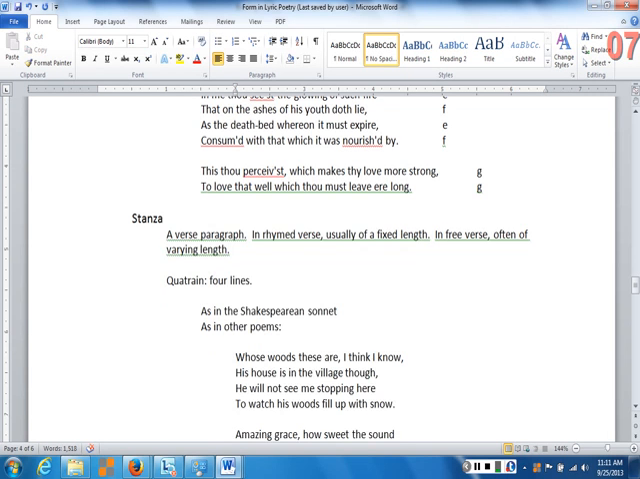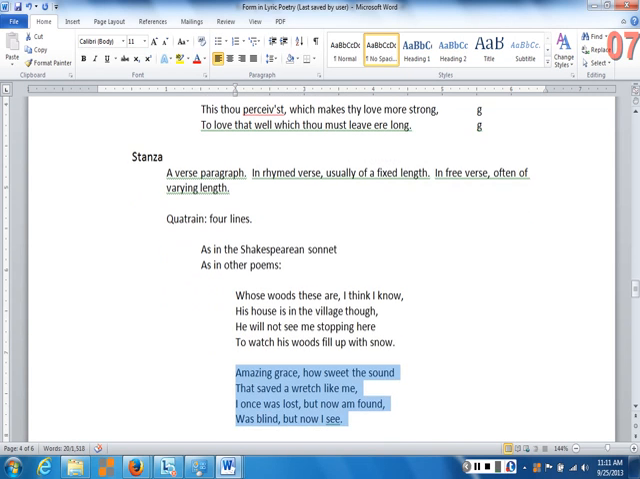Here is a very, very well-known hymn. Well, we don't often think of hymns or gospel songs as being poems, but they are.